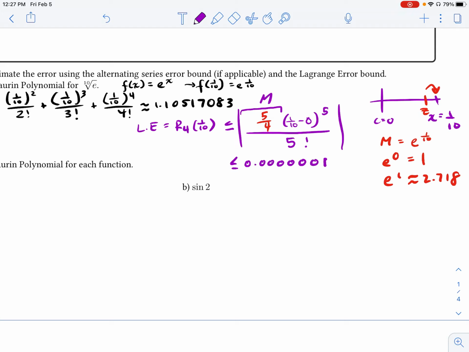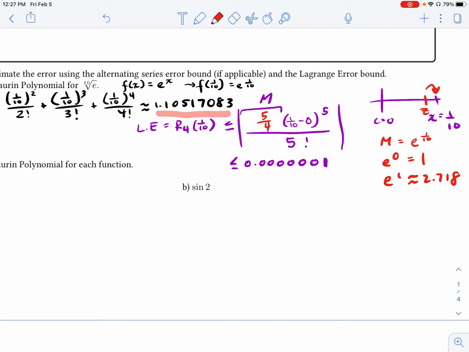So the Lagrange error there, even if it's representing the worst possible error, is actually a really good approximation. We're seeing that this approximation that we came up with using our 4th degree Maclaurin polynomial is going to be accurate by a value that's no worse than 7 decimal places. So that's pretty darn good.